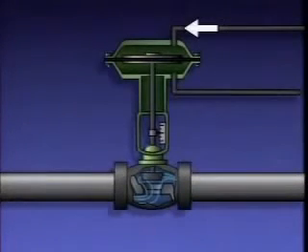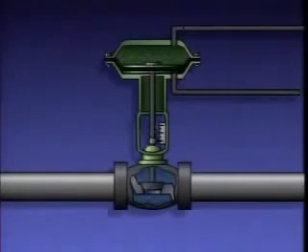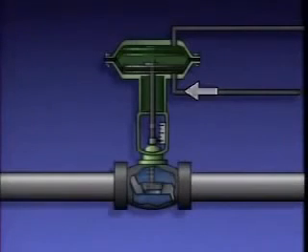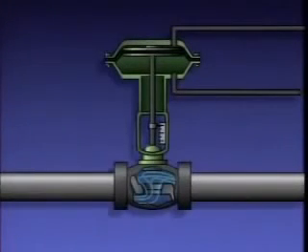When air pressure is applied to the upper chamber, the diaphragm and the actuator stem are pushed downward, and the valve closes. Air in the lower chamber is exhausted through the lower air supply port. When air pressure is applied to the lower chamber, the diaphragm and the stem are pushed upward, and the valve opens. Air in the upper chamber is exhausted through the upper air supply port.